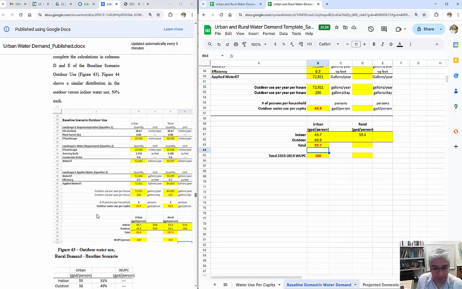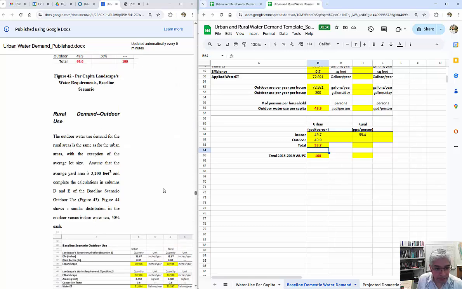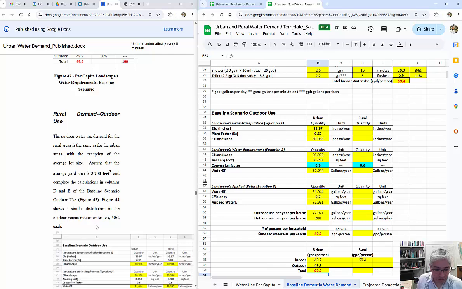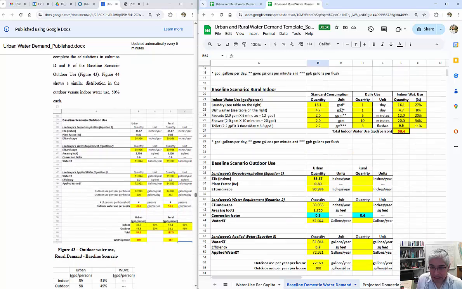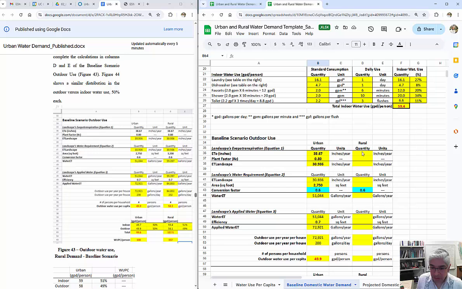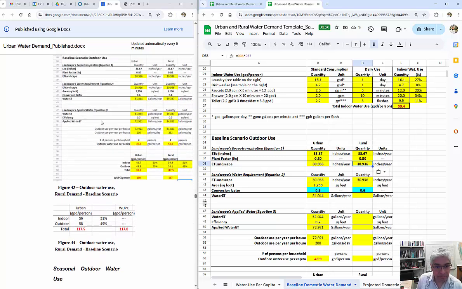And then we have to do the same but for the rural use. These values are the same, so the evapotranspiration doesn't change, nor the crop coefficient. So in this case, here we go with the same value.